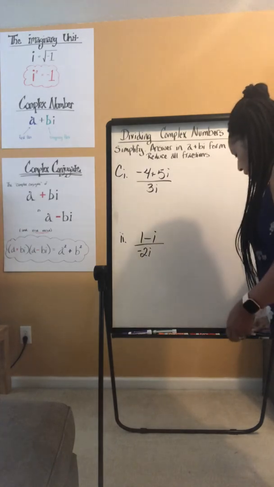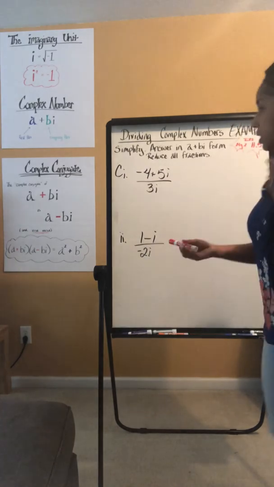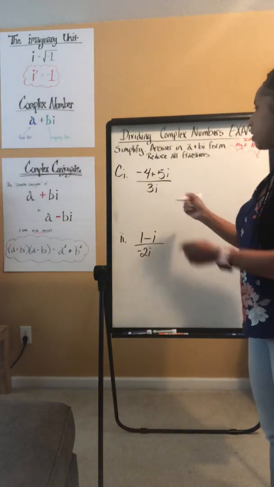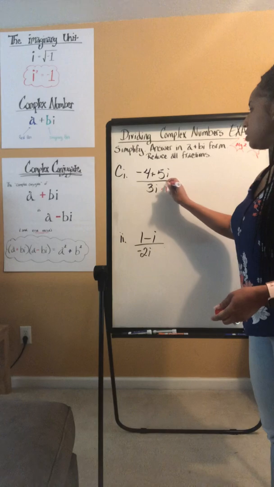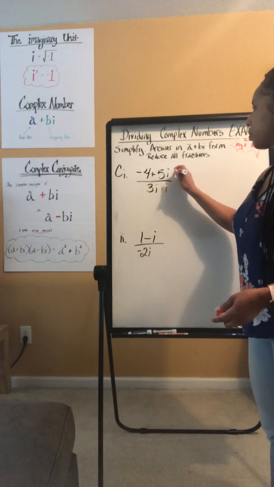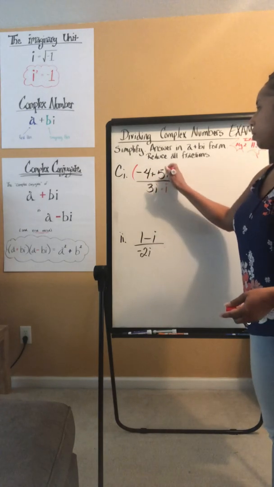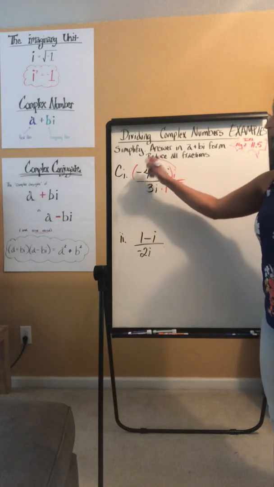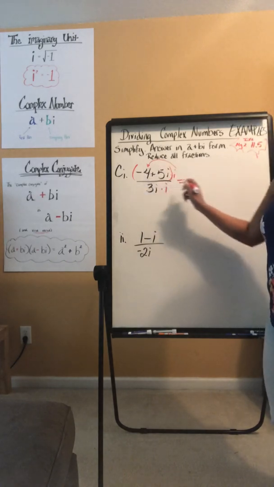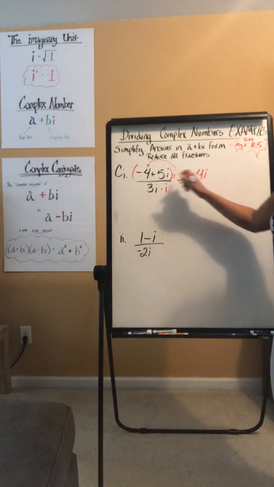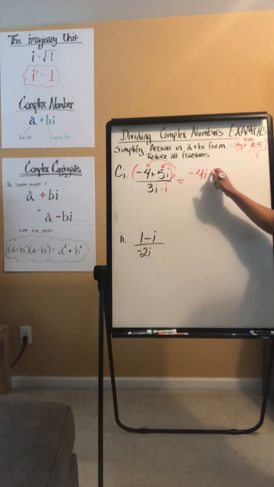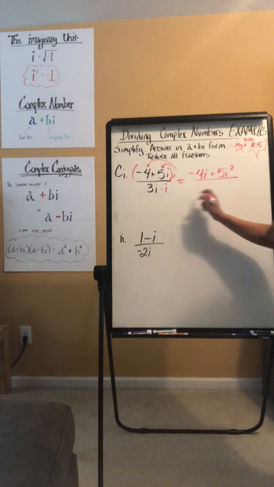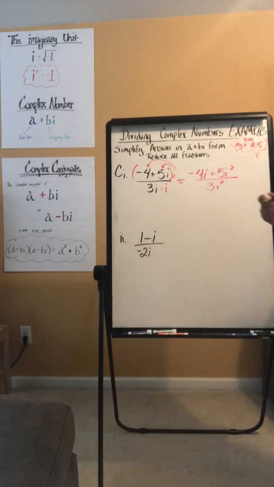Same thing here. All I really need is to get rid of the i's in the denominator, so I can multiply both the numerator and denominator by i. Whatever I do to the bottom, I must do to the top. Now, the numerator is a binomial. It has 2 parts, so I must send the i to both of them. So i times -4 is -4i, and i times 5i is 5i squared. In the denominator, 3i times i is 3i squared.